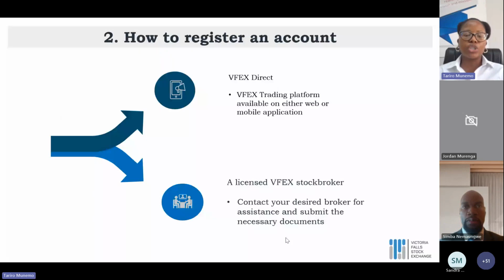So when it comes to registering an account on VFX, there's two pathways that you can select. So you choose what's ideal for you. The first would be to go via VFX Direct, which is a trading platform that is owned by VFX, or you can go directly to a licensed VFX broker.